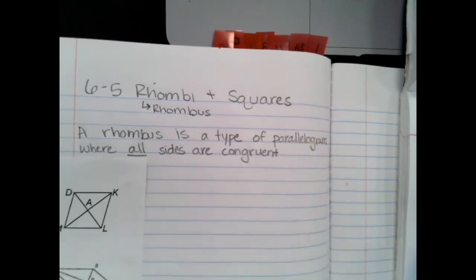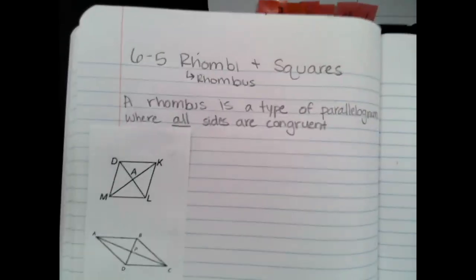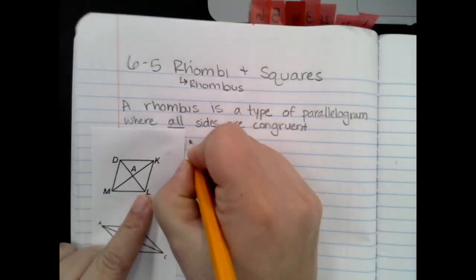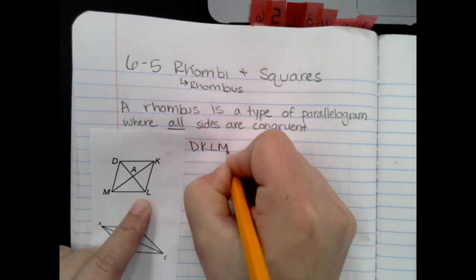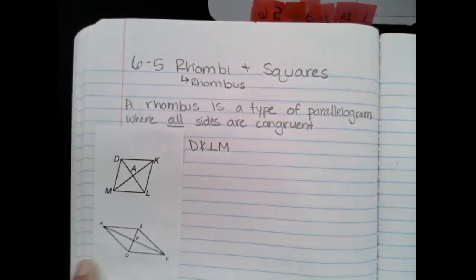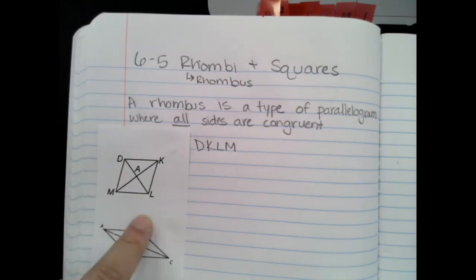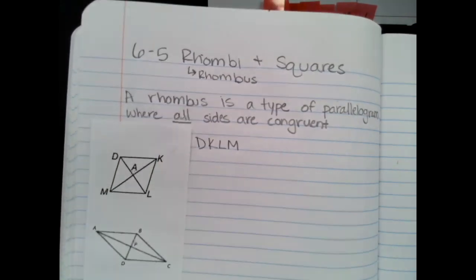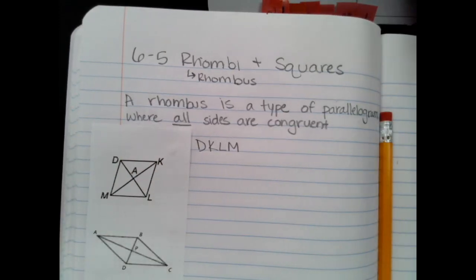So, in this one, again, we're just going to go through the big ideas of a rhombus. So, we have DKLM. When we name a polygon, we always name all the vertices, all the corners. We could go in any order, but we have to make sure we're going in a connected order. So, we couldn't do DLMK. That wouldn't go in a connection. So, you can start anywhere and just make sure that we're working our way around.